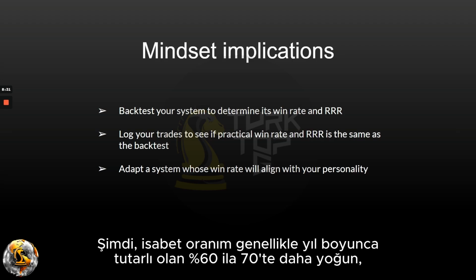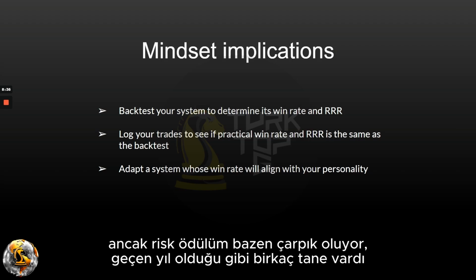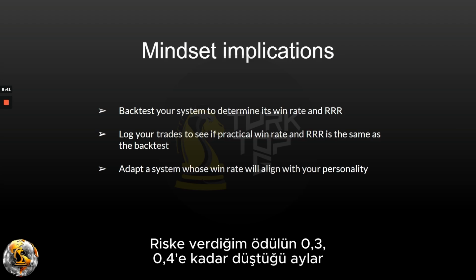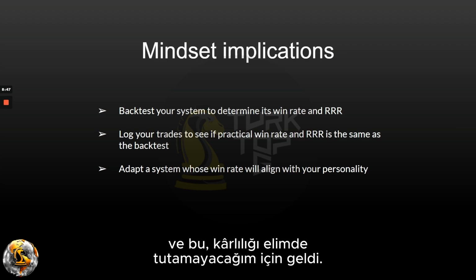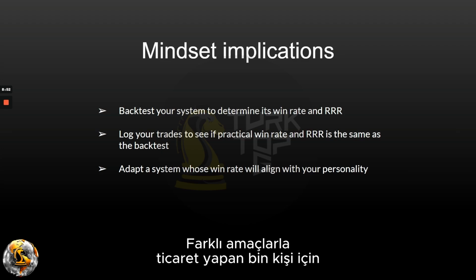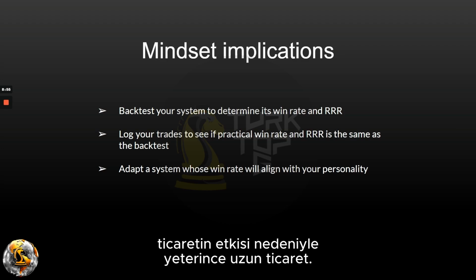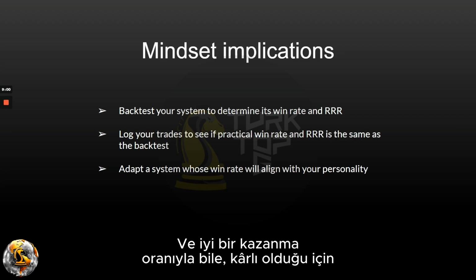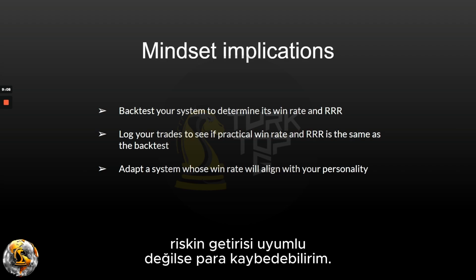Now my hit rate usually dances around 60 to 70%. That's been consistent throughout the year. But my reward to risk sometimes gets skewed. Like last year, there were a couple months where my reward to risk got skewed all the way down to 0.3, 0.4. And that came because I would not hold the profitable trades long enough due to the impact of trading for thousands of people, trading with different objectives. And even with a good win rate, I can lose money if the reward to risk is not aligned such that it's profitable.